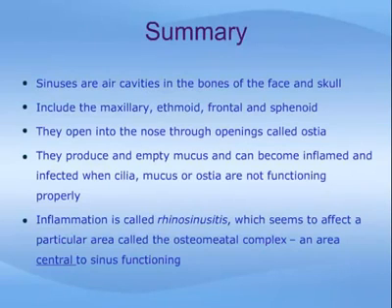To summarize, the sinuses are air cavities in the bones of the face and skull that open into the nose through small openings called ostia. They include the maxillary, ethmoid, frontal, and sphenoid sinuses, 2 of which are present at birth, that begin as tiny pouches and mature until young adulthood. Sinuses produce and empty mucus and can become inflamed and infected when the function of the cilia, mucus, or ostia is impaired.